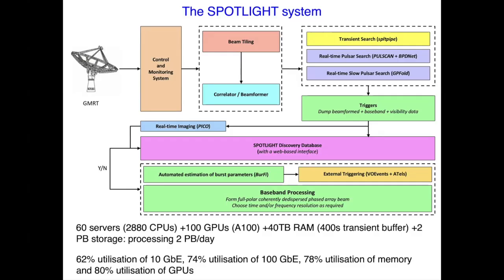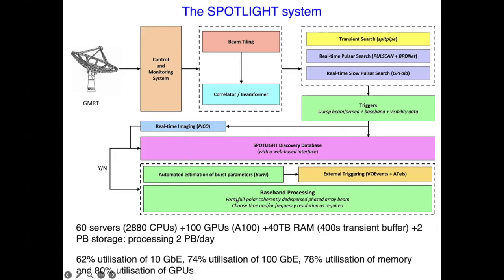And then we feed the data to three different backends. One is the real-time transient search, which is mostly what we'll be talking about today. In addition, there are two pulsar search backends: one using FFT, another using FFA, the fast folding algorithm, for long period pulsars. The detections, mostly coming from the transient search pipeline, which are real-time detections, then go for baseband dumping as well as visibility imaging. We trigger real-time imaging at millisecond resolution, and this pipeline is called PICO.